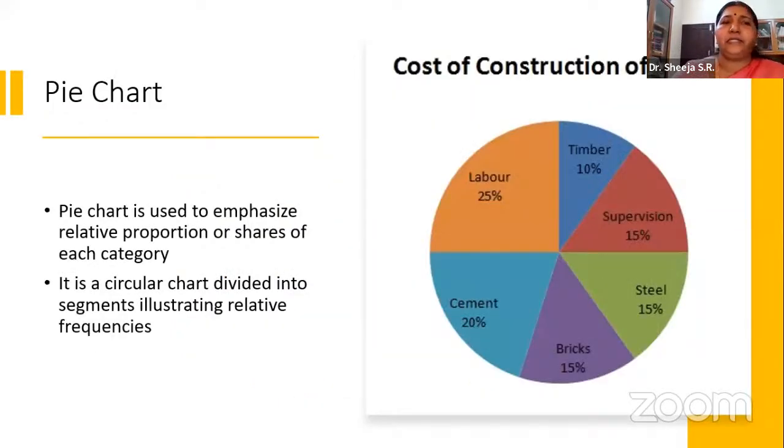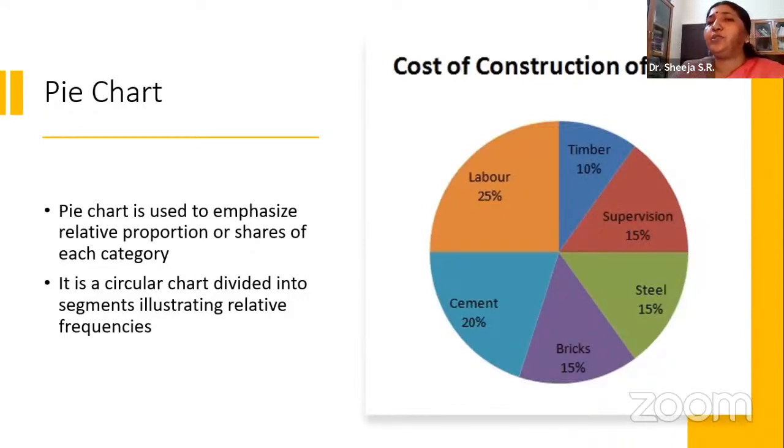Then this is a pie chart. A pie chart is used to emphasize the relative proportion or share of each category. So from the pie chart, you will get an idea about the relative share of each category. It is a circular chart divided into different segments, which illustrates relative frequency.